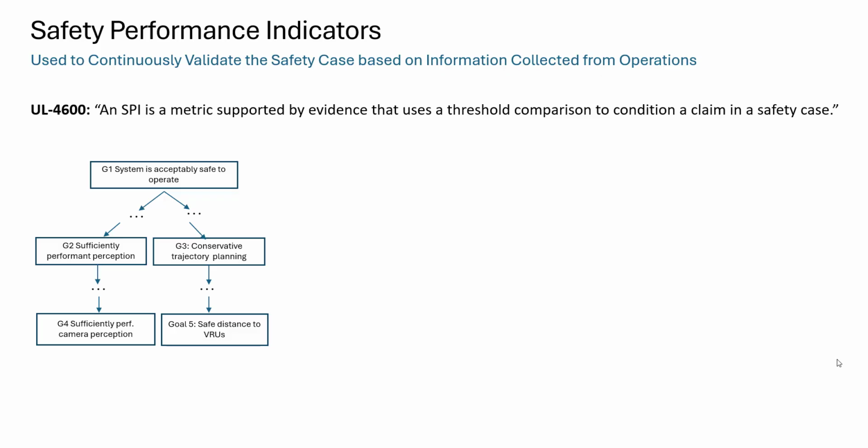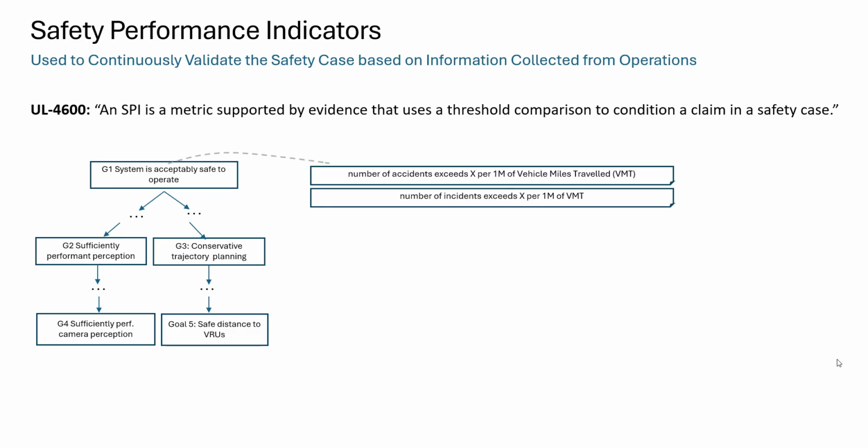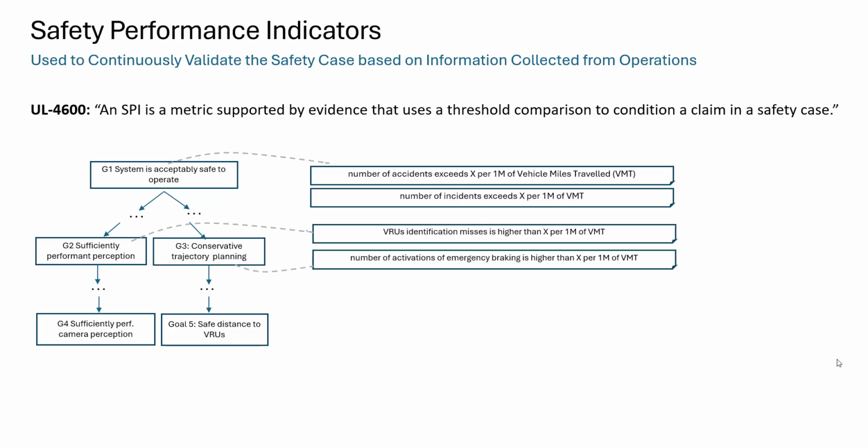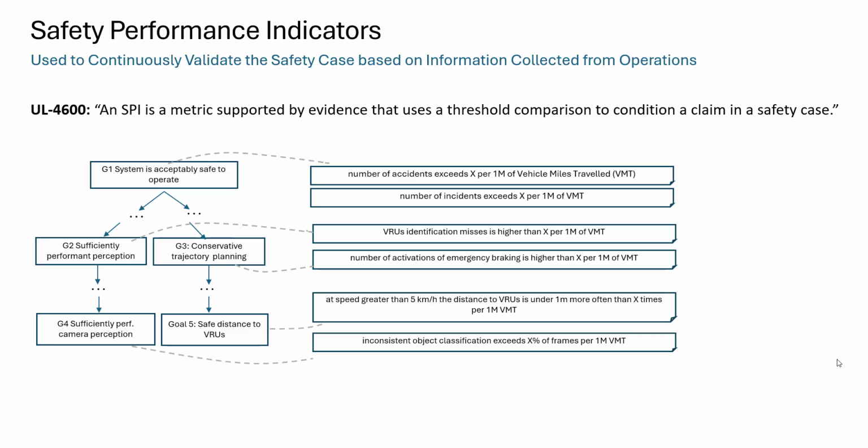Let us have a look now at potential SPIs associated to this safety argument fragment. Associated to the top-level claim, we could define an SPI which considers the number of accidents per 1 million of traveled miles, and another SPI which considers the number of incidents per 1 million of traveled miles. Associated to the claim about the performance of the perception subsystem, we could define an SPI which considers the number of missed identification of vulnerable road users per million of traveled miles. Associated to the claim about the trajectory planning, we could define a SPI which considers the number of activations of the emergency braking function per million of traveled miles.